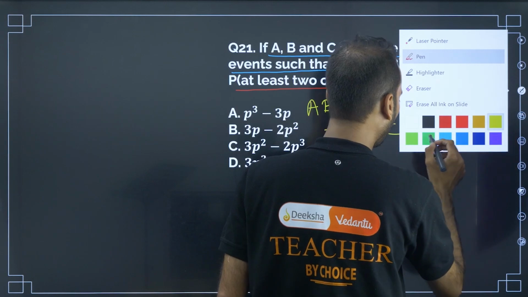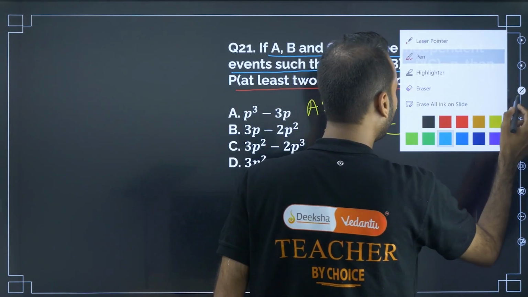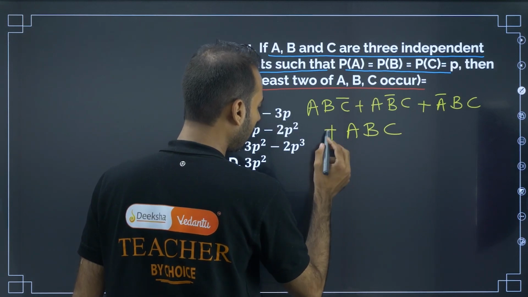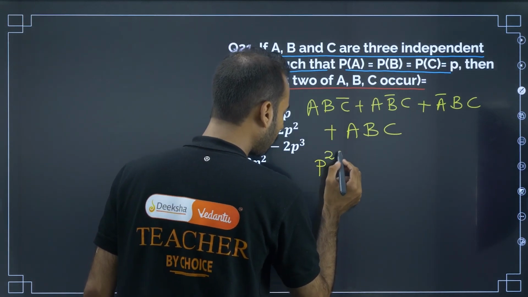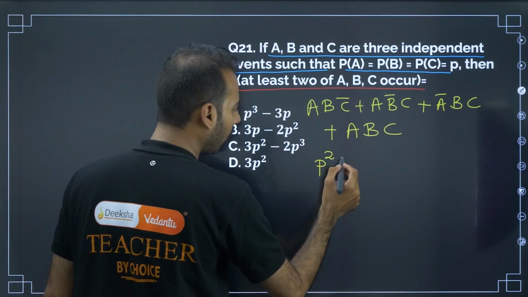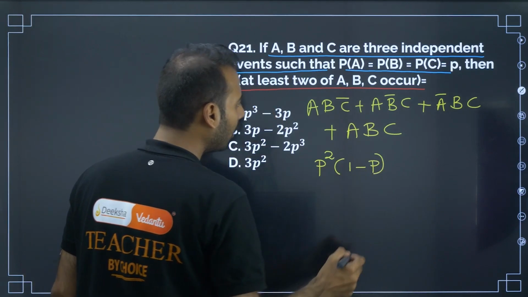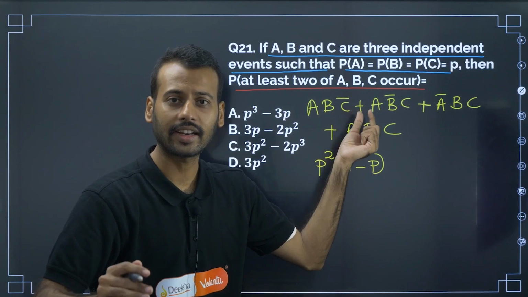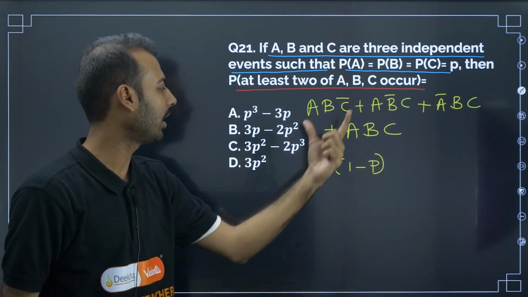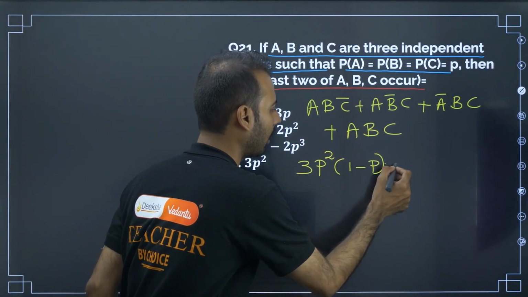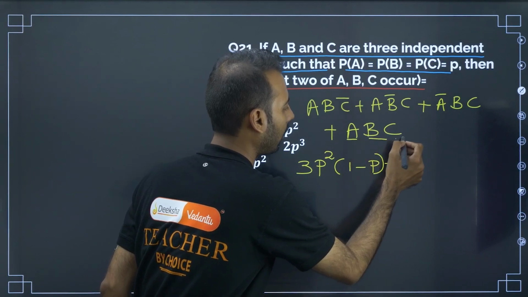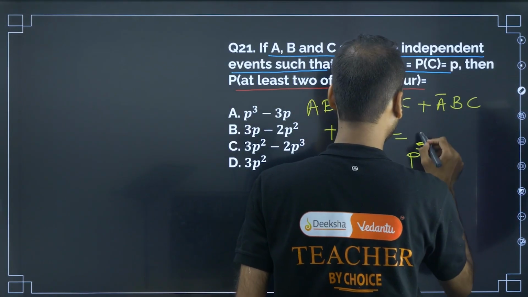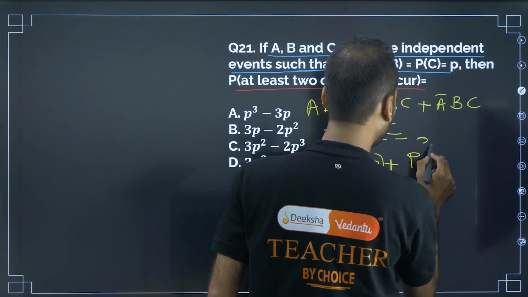Now if I go for substituting their probabilities, probability of A is P, probability of B is also P, so that is equal to P square. Probability of C is 1 minus P, because probability of occurrence is P, then probability of non-occurrence is 1 minus P. Same way we are having this 3 times plus probability of all three is equal to P cube.